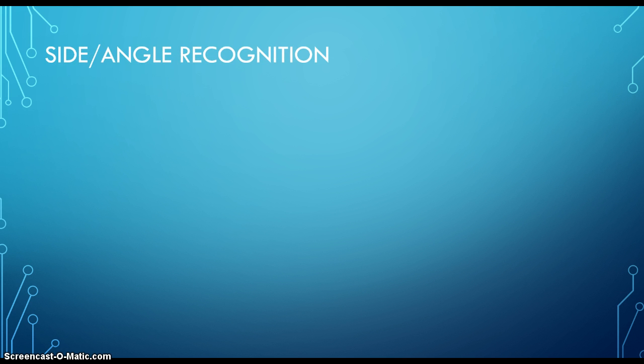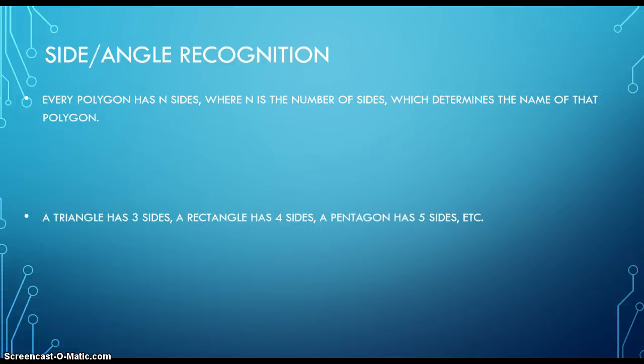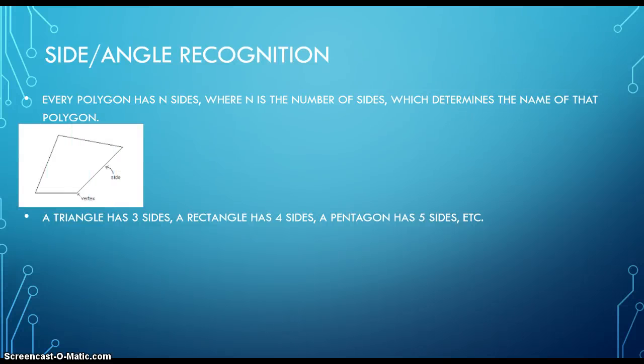So now we're going to look at side and angle recognition, which is part of our properties section. Every polygon has n sides, where n is the number of sides, which determines the name of that polygon. For example, a triangle has 3 sides, a rectangle has 4 sides, a pentagon has 5 sides, and so on and so forth.